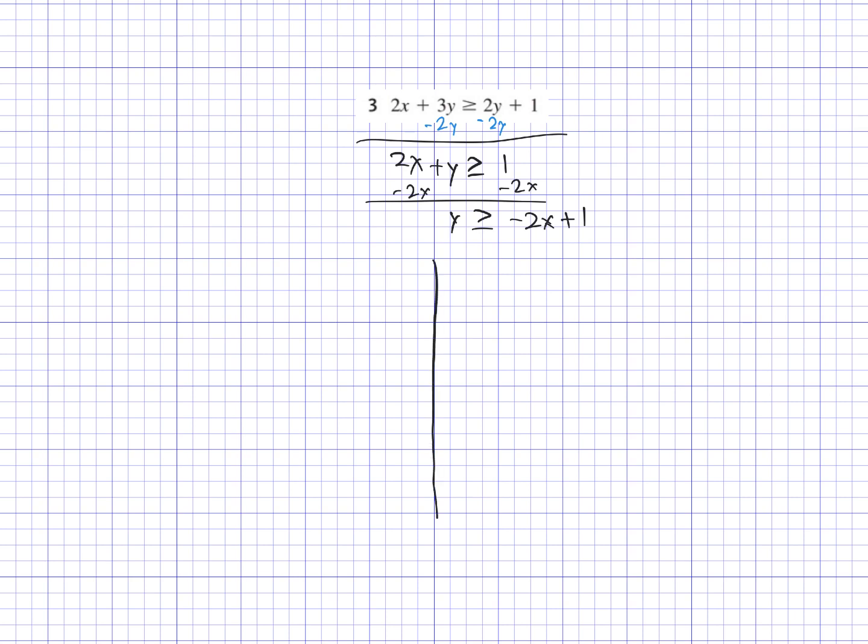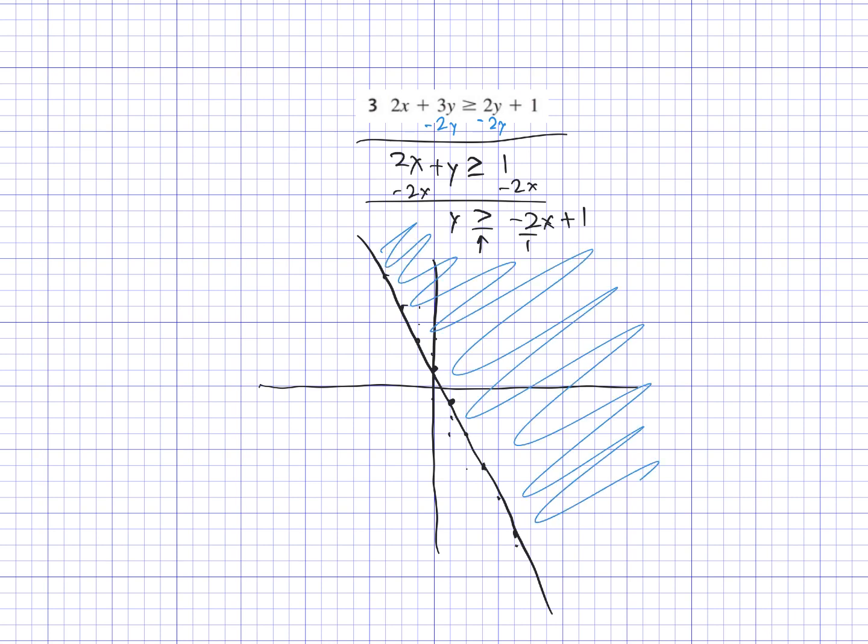So again, draw your perfect grid here, and we go through at 1. We do have an equal sign, so we're going to have a closed dot and a solid line at 1, and our slope is down 2 and over 1, or up 2 over 1. And that is our line. And greater than, again, means above the line, so we're shading above the line.